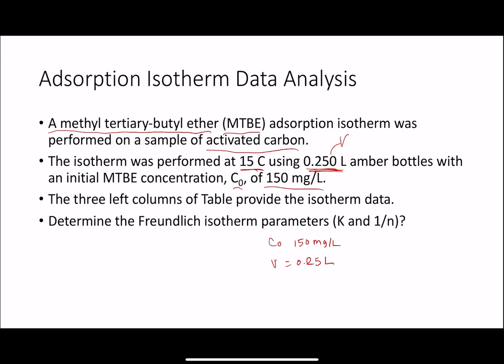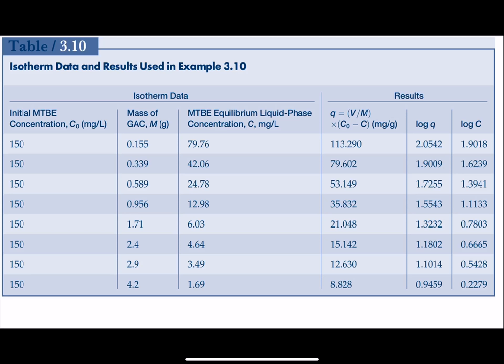The three left columns of the table are shown to you right now. We want to determine the Freundlich isotherm parameters, K and 1 over n, so you can compare with other chemicals of concern. So how could we do this experiment? In the lab, we will tell the engineer, give me the following flasks: 1, 2, 3, 4, 5, 6, 7, 8. Prepare them and put in them a concentration of 150 milligram per liter of MTBE, the chemical that we want to adsorb.